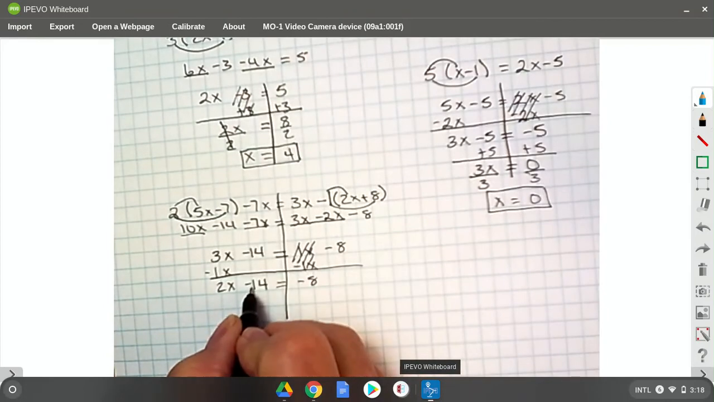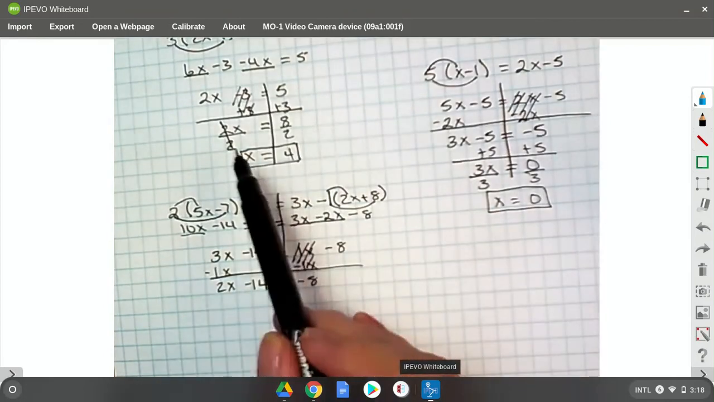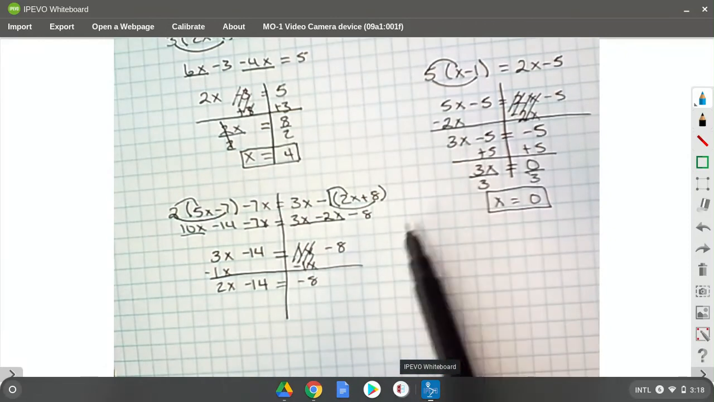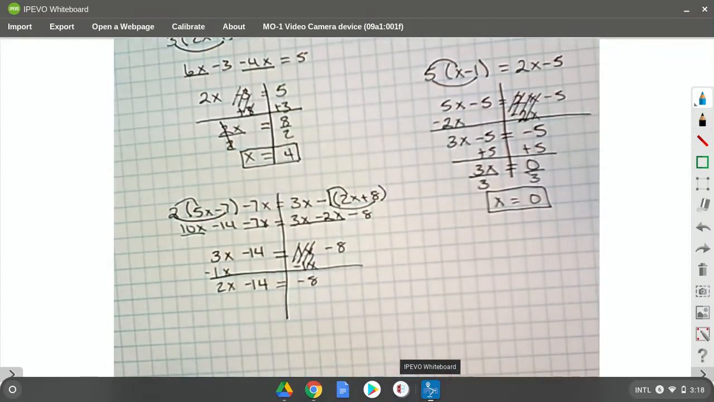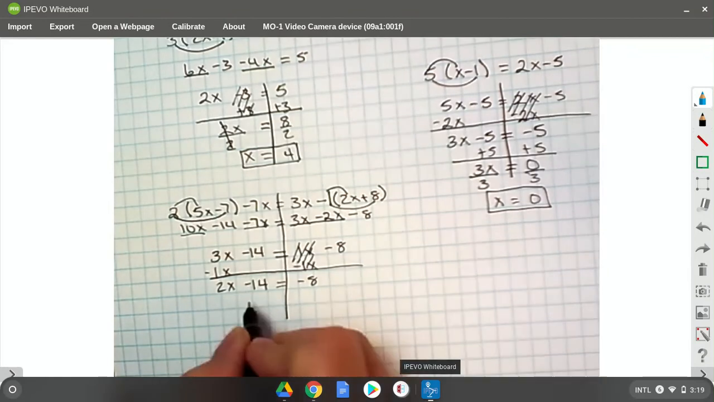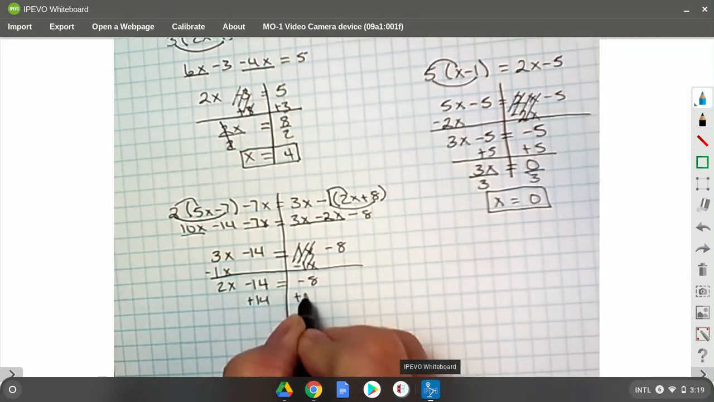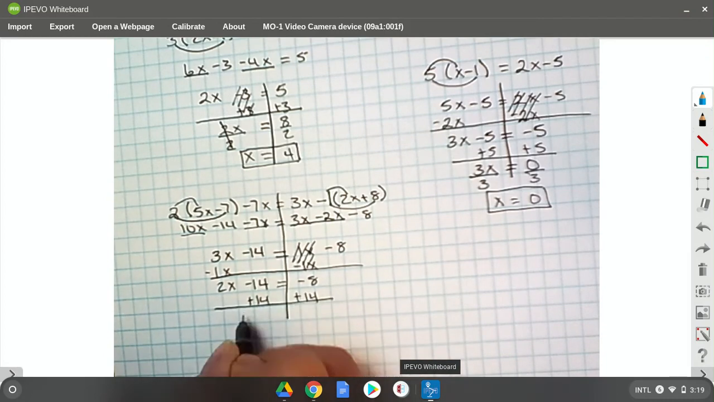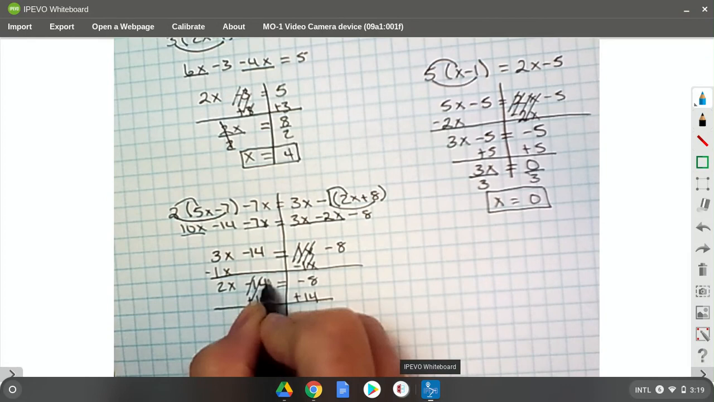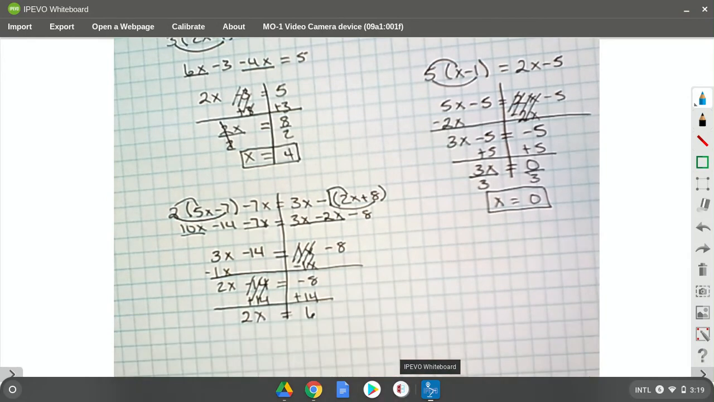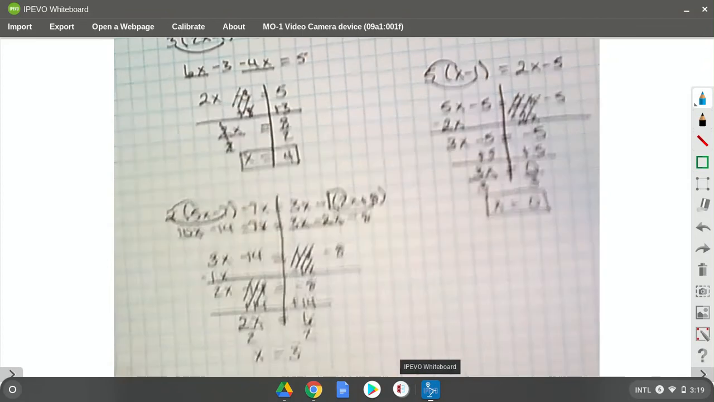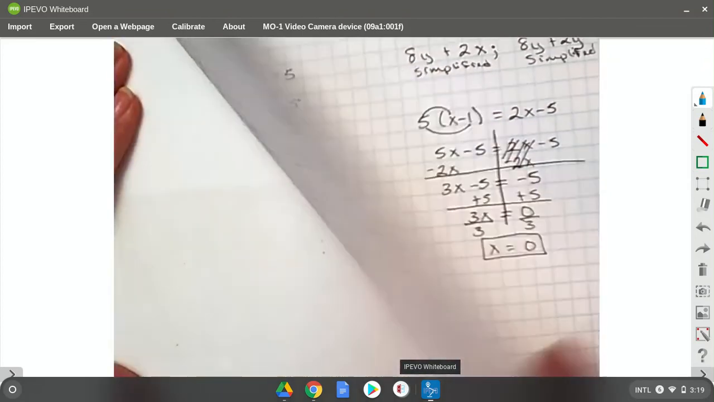Then I have to get rid of the constant. I'm right back at my basic two-step here. If you notice, that's what we do every time. We clean it up till we get back to that basic two-step. So now I'm going to add that 14 to both sides, and I have 2x equals 6. Be careful of those negatives. 2 times x is equal to 6, so I'm going to divide by that 2, and x is equal to 3. So that's some practice that you need to do on solving linear equations.